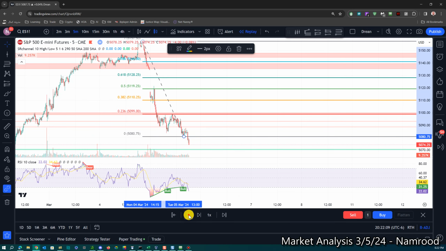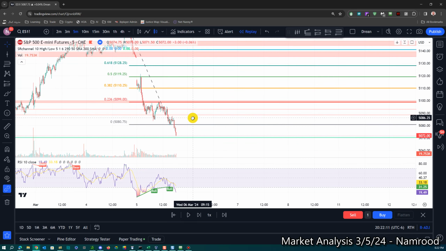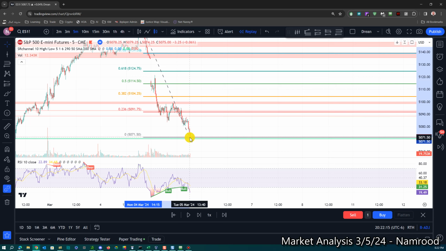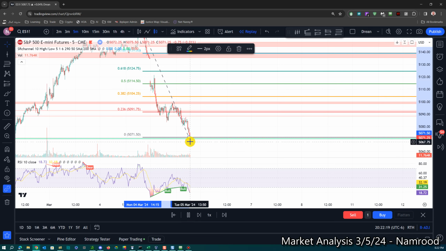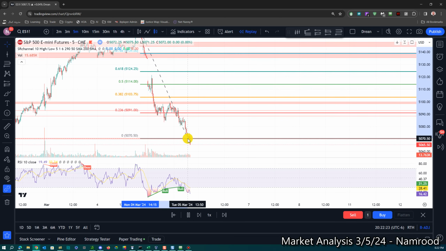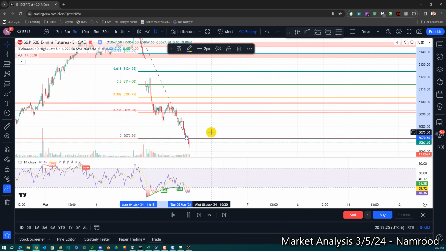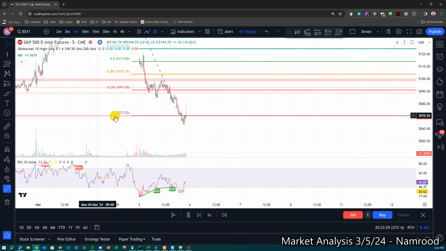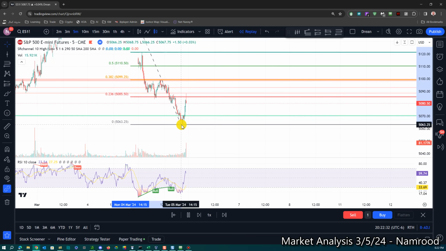Again, it broke that continuation. That's a continuation of the trend. Okay. So this is again another breakout for another resistance. So this was actually a support level which got broken.